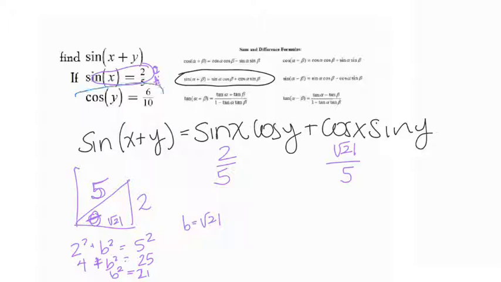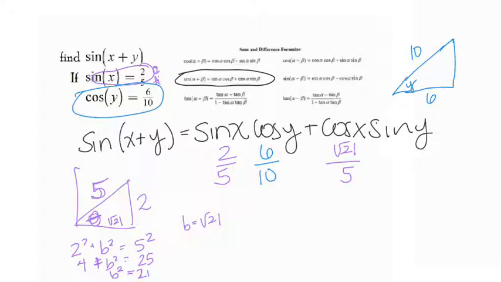For cosine of y, I already know the cosine of y. I can fill that in here. And I hope you see that I'm using a different color. This is triangle y instead of triangle x. That can get confusing, but you need to draw 2 triangles. And this should be 6, 10.